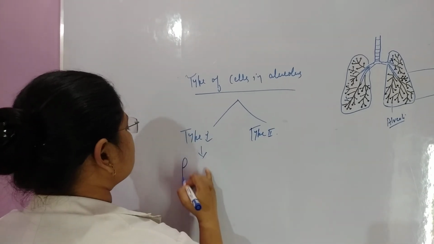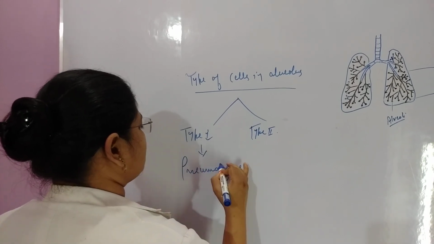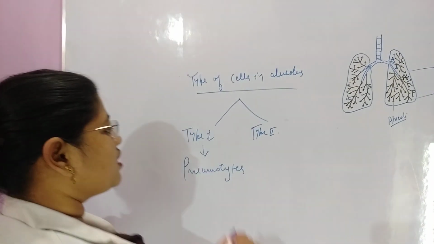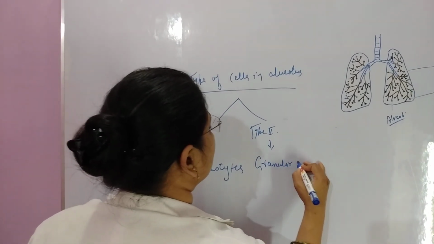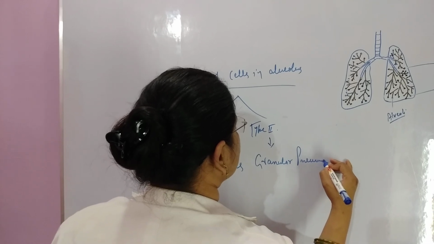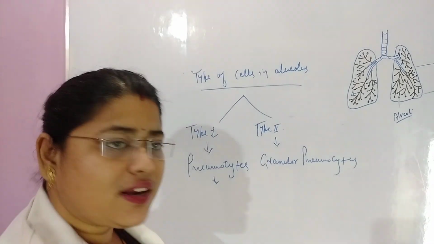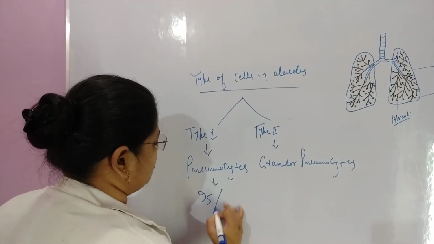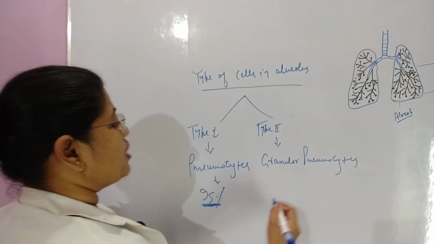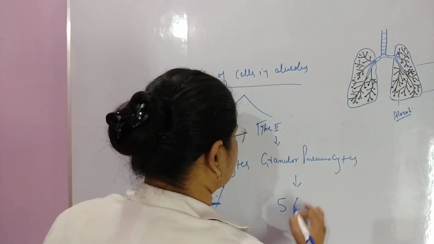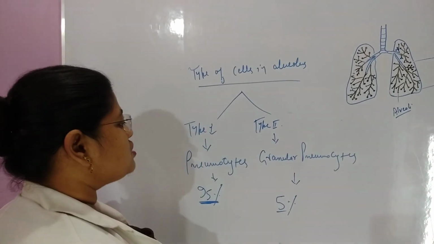Type 1 is also known as pneumocytes, and type 2 is known as granular pneumocytes. Type 1 alveolar cells form 95% of the alveolus, while the rest 5% is made by type 2 alveolar cells.